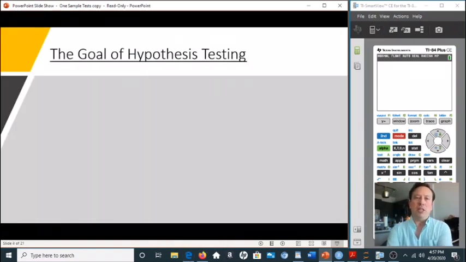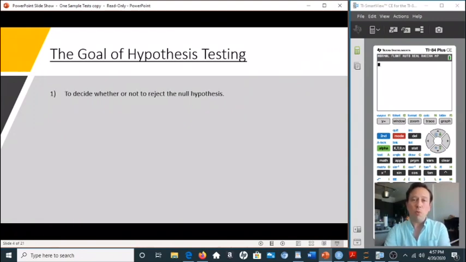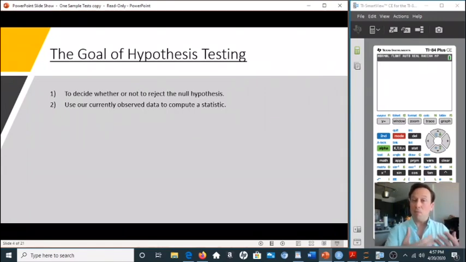All right, so let's talk about the goal of hypothesis testing and some new terminology. So first, number 1 here, what is the goal of hypothesis testing? It's to decide whether or not to reject the null hypothesis. Secondly, what do we do in order to determine that? So we're going to be looking at steps that we take to make this decision.